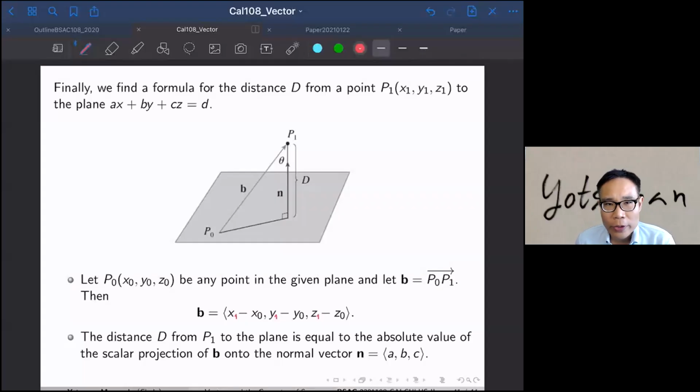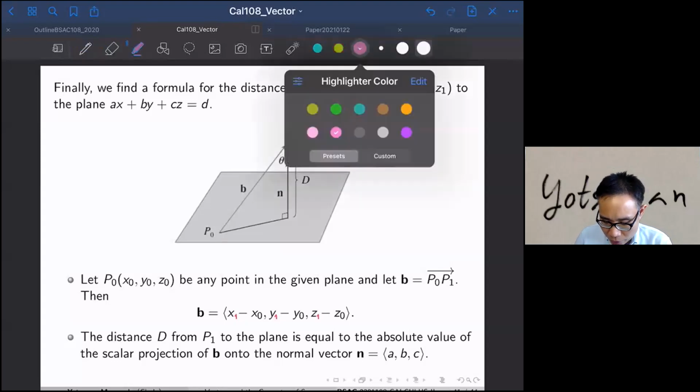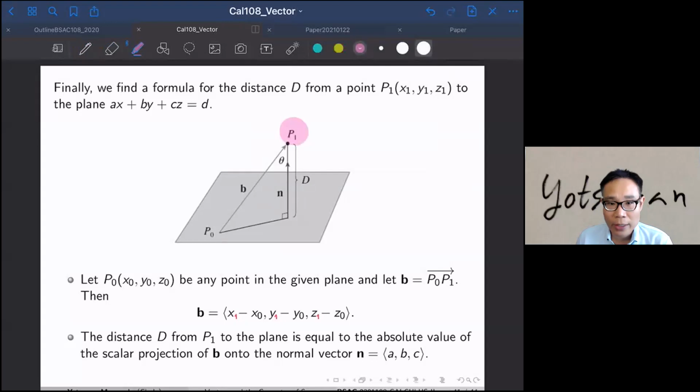In this next video, we're going to continue a little bit more about the plane. This one is going to be about the distance between a point and a plane. So you have the point P1 outside your plane. This is your point P1, and P1 has the coordinates x1, y1, and z1. And you'd like to know how far it is from this point to your plane, and that distance is called d.